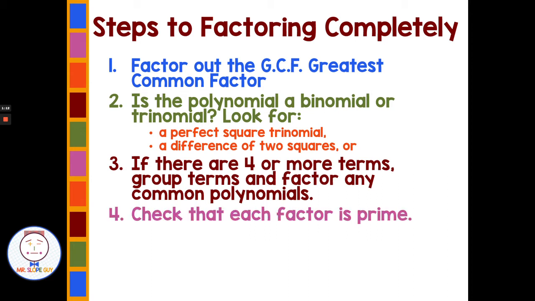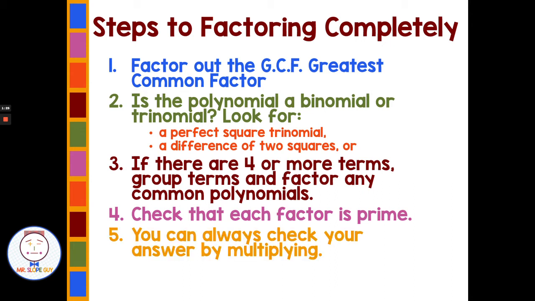Step 4 is to check that each factor is prime. So for our final answers, if we just have binomials left, we're going to go through and check and make sure there's still no GCF and no difference of squares, to make sure each binomial left is prime. And you can always check your answer by multiplication.